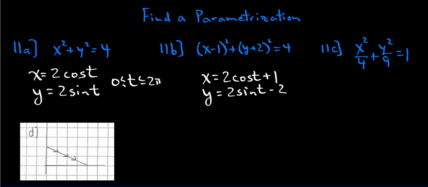Now, these will give you circles that are traced out counterclockwise. If you want to go clockwise, you could just change it so x could be 2 sine t, the y could be 2 cosine t, and so forth. Now, for this ellipse, you could say x is equal to 2 cosine t, y is equal to 3 sine t. So these are just some that it's good to have in your mind, okay, I know how to find a set of parametric equations for a circle and ellipse.